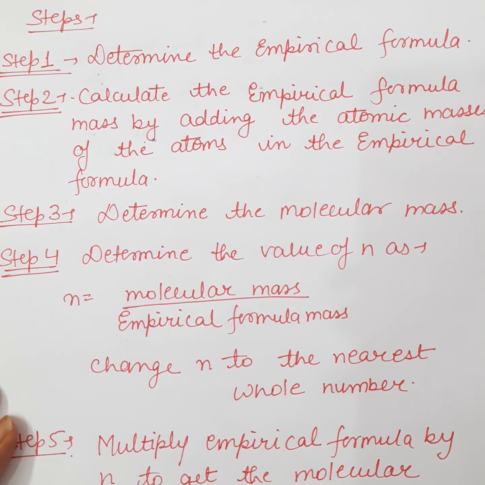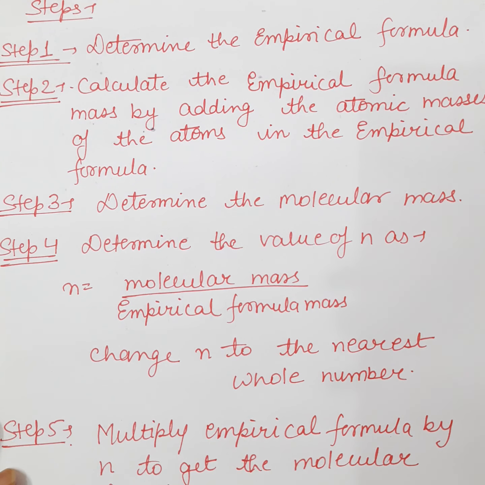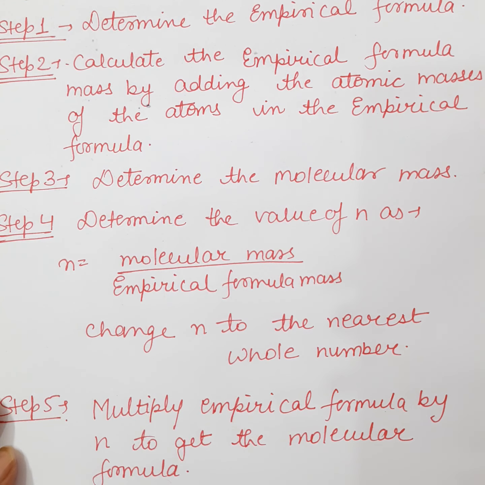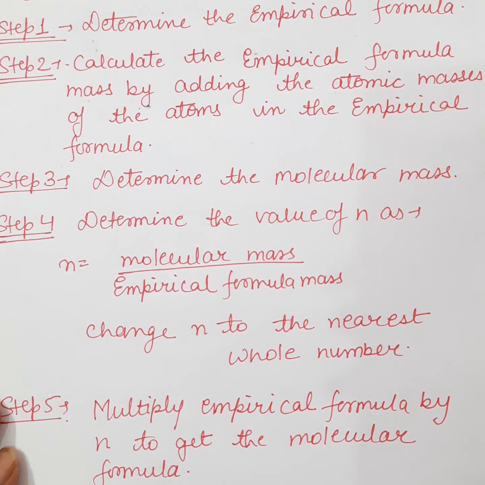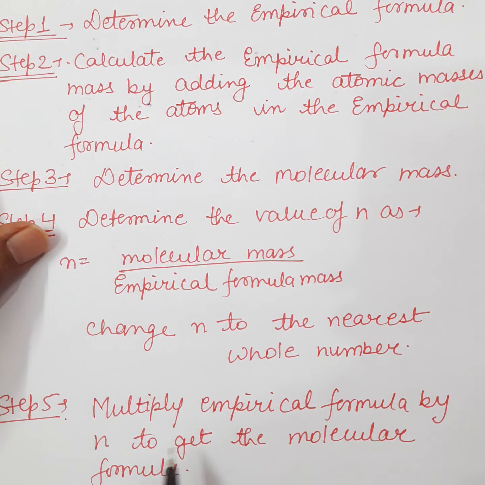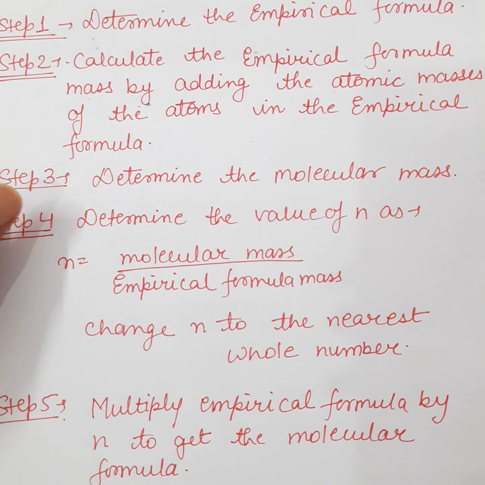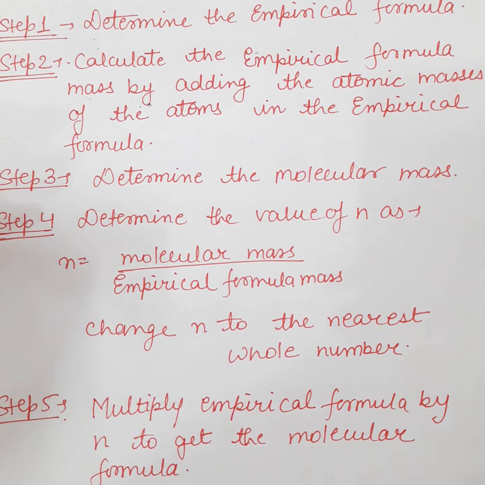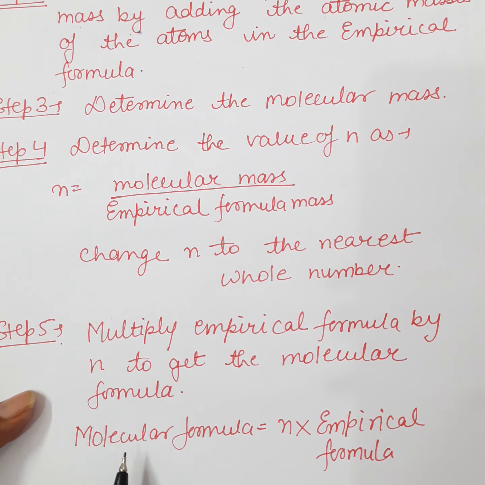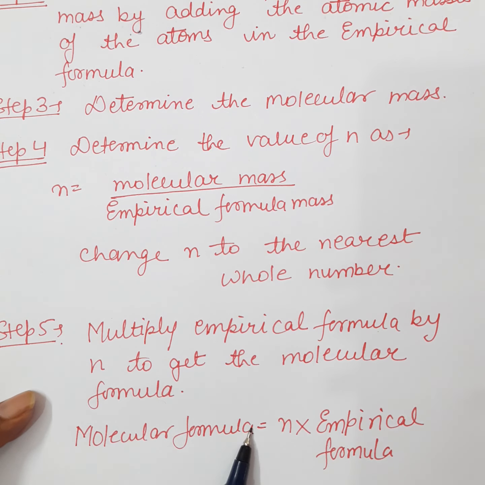After this, that's the last step, students. Step number 5, multiply the empirical formula by n to get the molecular formula. You can calculate that the molecular formula is equal to n into the empirical formula. So this is the formula: molecular formula is equal to n into empirical formula.